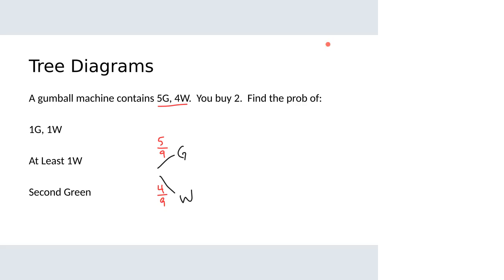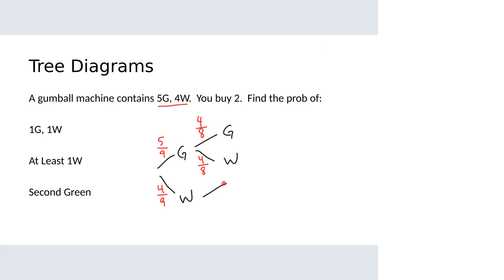Now I'm going to buy another gumball, and it's either going to be green or white. And if I'm up here, that means the first one I bought was green. So the probabilities that go with those. Now I have 8 gumballs left. I had 5 greens. I bought a green. So now there's 4 greens left. The probability of getting another green here is 4 out of 8. Probability of getting white, also 4 out of 8.